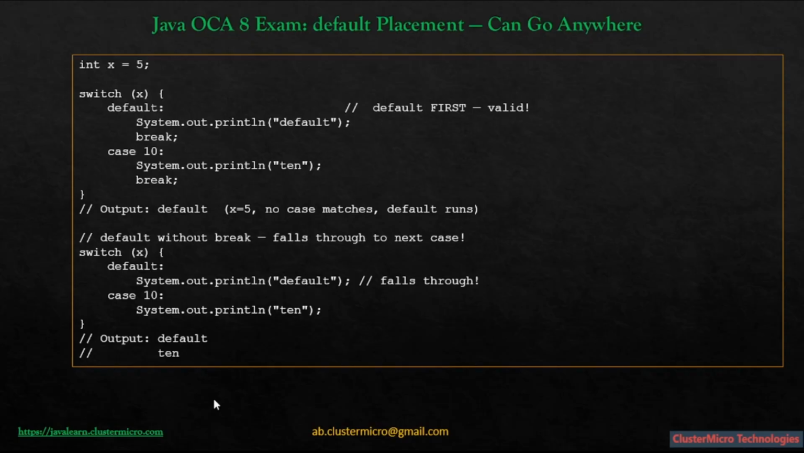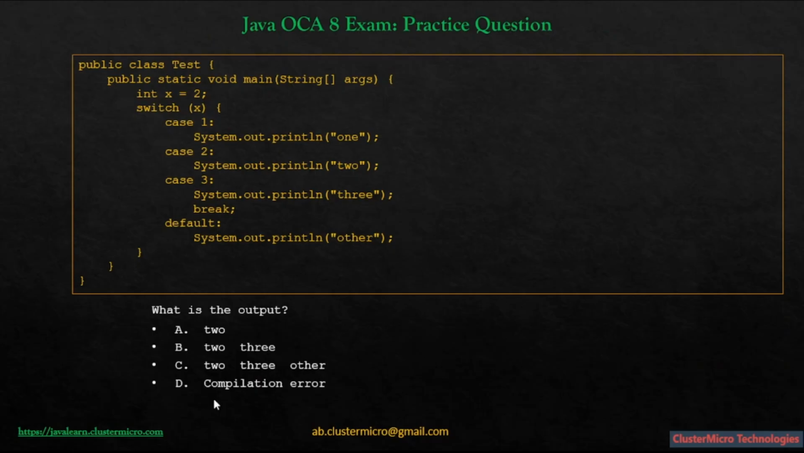Let's come to the practice question. We see int x = 2, switch x. Then case 1, System.out.println 1; case 2, System.out.println 2; case 3, System.out.println 3, then break; default, then System.out.println other. Answer is B, 2 and 3. x is equal to 2, it matches case 2, then it prints 2. But there is no break there, so it falls through to case 3. There it prints 3. After that it encounters break, right? So at that point it exits, and default never runs because the break stopped execution. So the answer is B, 2 and 3.